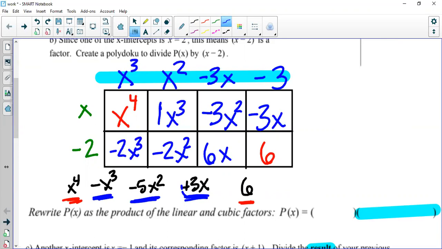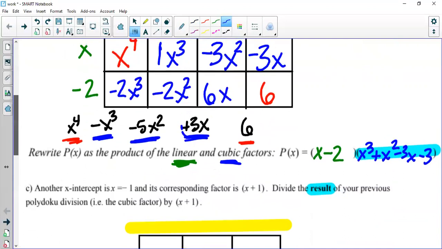And so now we can rewrite the product of our linear factor, which is our x minus 2 over here, and the cubic factor, which is what we just found, right? The cubic factor, because my highest degree is a 3, which makes this a cubic function. And so I'm going to write that x cubed plus x squared minus 3x minus 3. So our first Polydoku is done.